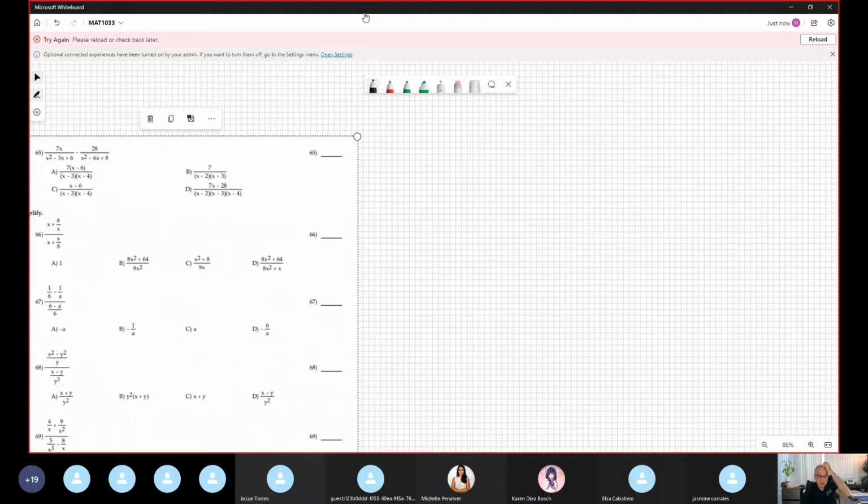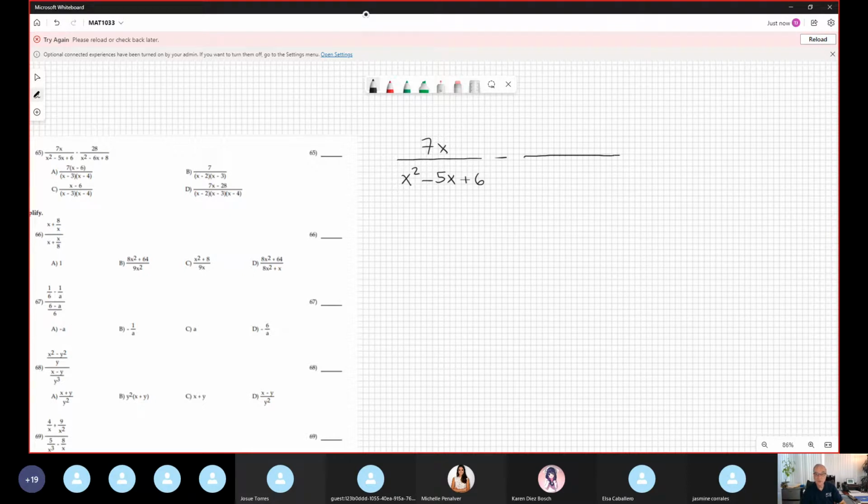It's two fractions again. The first one is 7x over x squared minus 5x plus 6, minus, subtracting two fractions. Of course, we are subtracting fractions that are not numeric, but algebraic expressions, no? 28 over x squared minus 6x plus 8. Okay, wow. What should I do first?